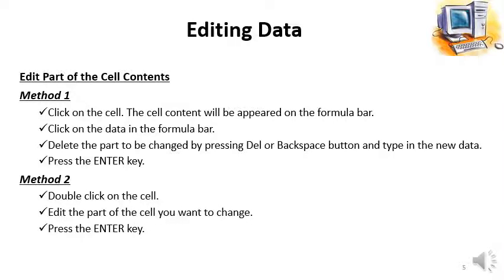Another method for editing part of the cell content is that you have to double click on the cell and edit the part of the cell you want to change. By double clicking the cell, the cursor will be placed inside the cell, so then you can easily change part of the cell content, and then after making the required changes, press the enter key. So it's very simple. This is how you can edit the data inside a cell.